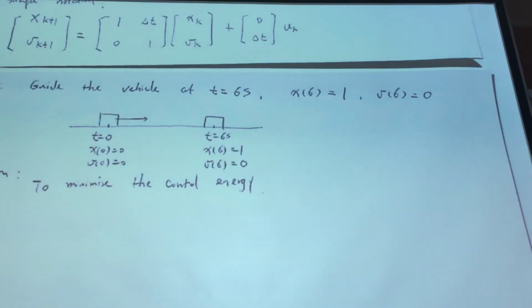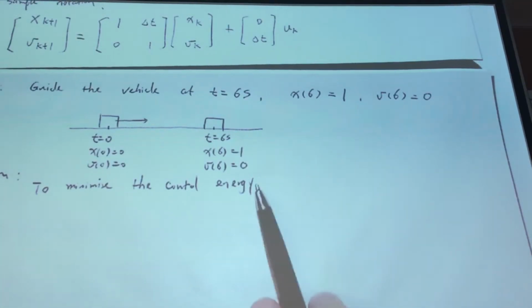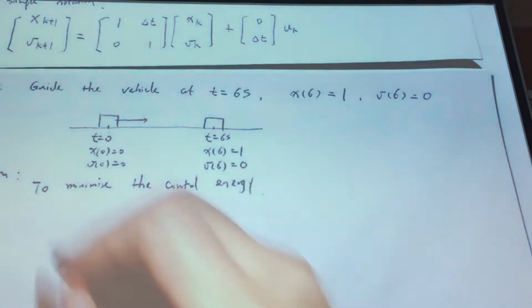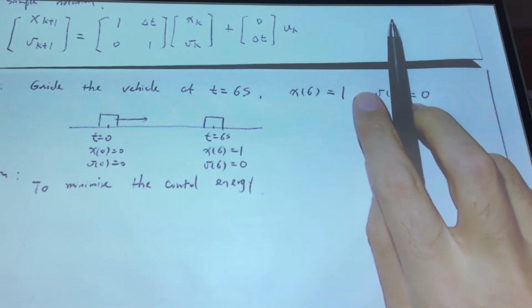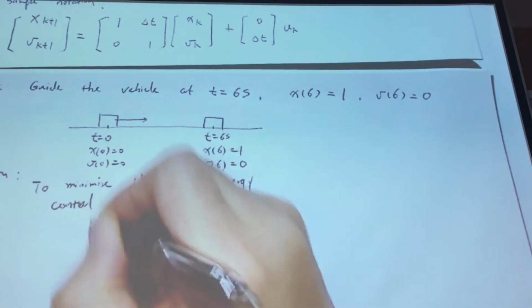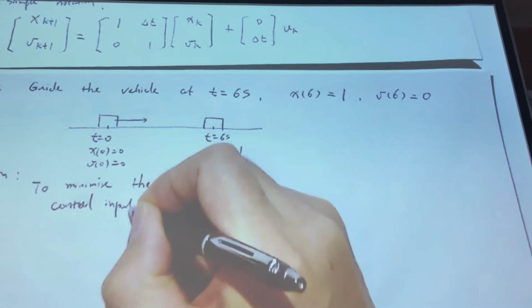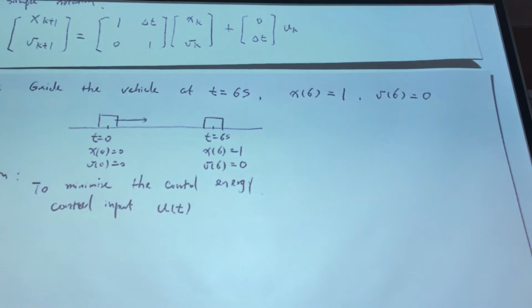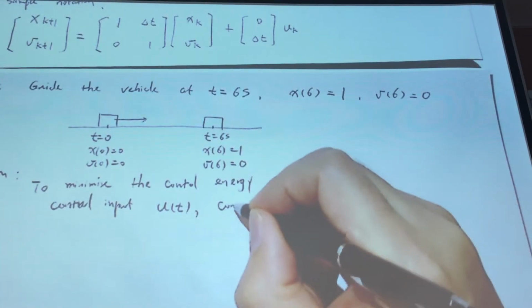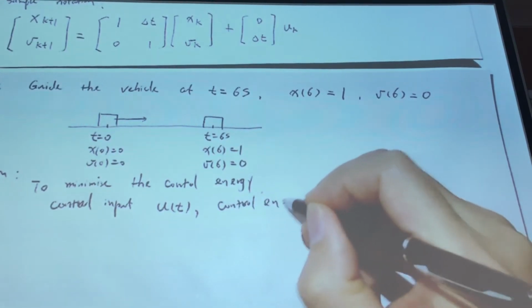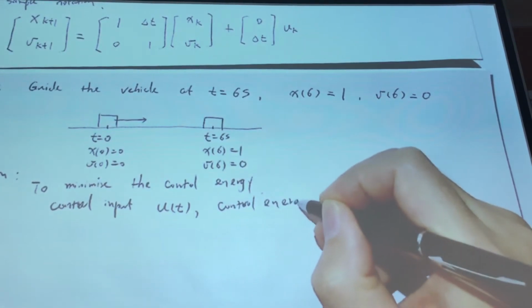Energy. So our control input is given by u(t). So the control input is given by this u(t). So the control energy, and the total, how to define or how to calculate the total energy.